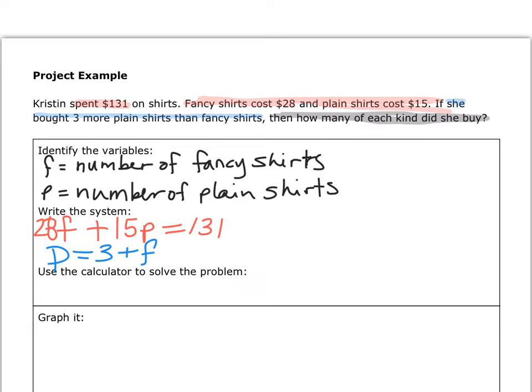Okay. So now I want to show you how to use a calculator to solve this problem. We've done this before. So I want everyone to use their calculator. I'm going to add a new page. I want everyone to open a new graphs page.